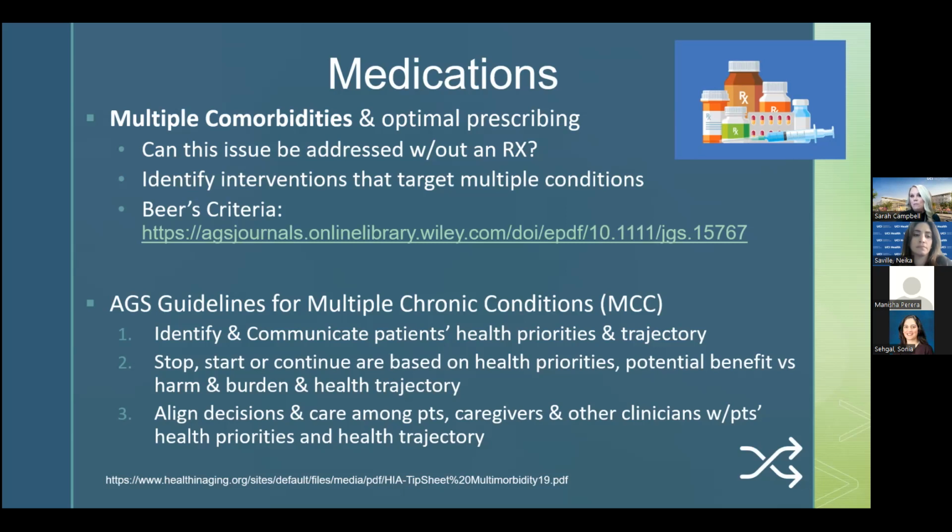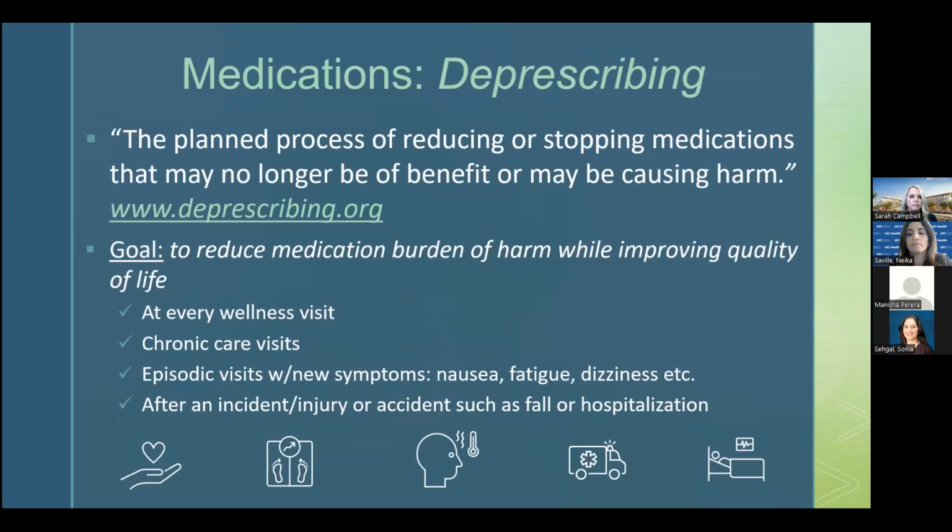Are we gaining more than we're losing? Does the side effect profile, is it more harmful? Does the burden of the side effect profile outweigh the benefit? So really weighing the costs and the benefits. And then aligning those decisions amongst the patient, caregiver, and the providers.